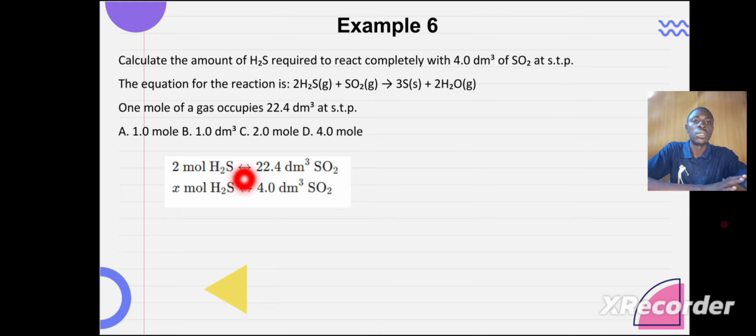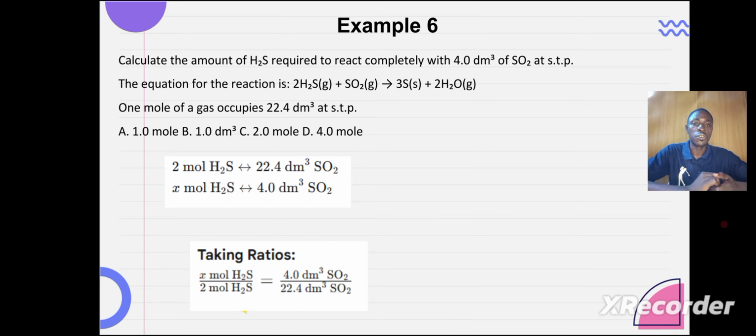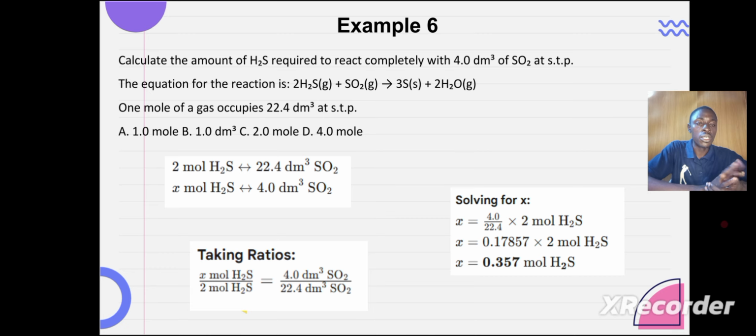So, and then from the equation of the reaction, we have that 2 moles of H2S is 22.4 dm cube of sulfur IV oxide. So how many moles will be equivalent to 4 dm cube as required in the question? So when you take ratios, x over 2 is equal to 4 over 22.4. So ratios from what we have. And then at the end of the day, once you solve for x, you have that x is 0.357 mole of hydrogen sulfide gas.